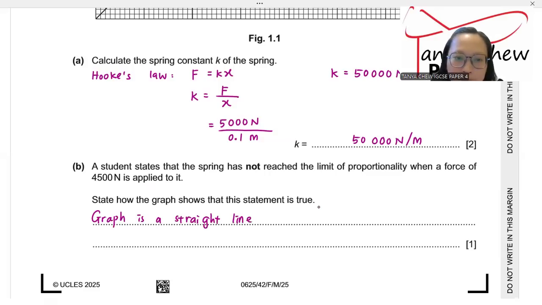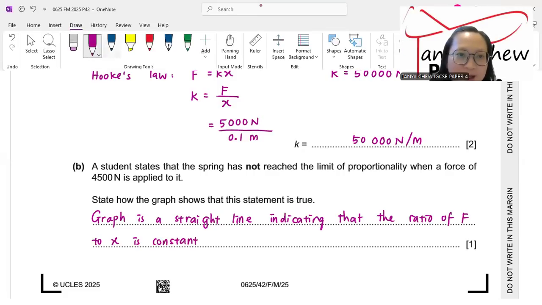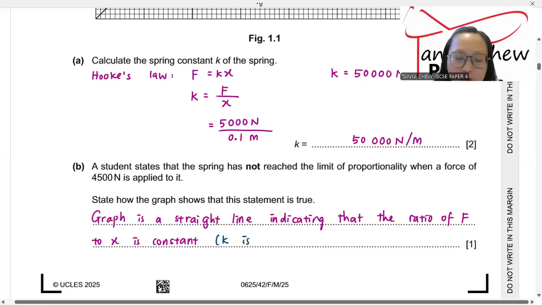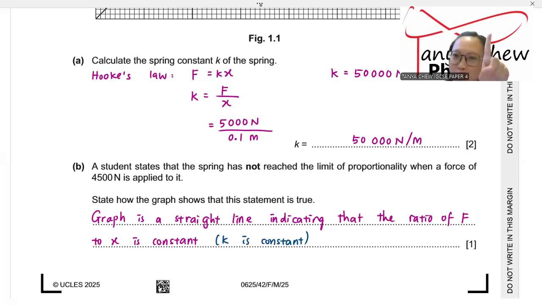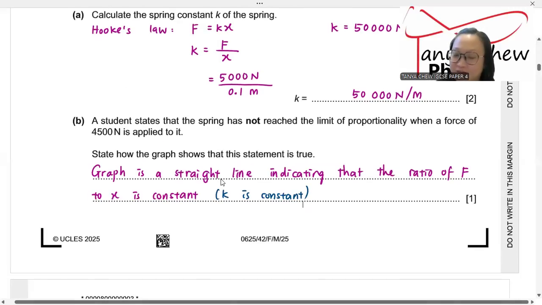Okay, indicating that the ratio of force to extension is constant. So you could also say that K is constant, because for every spring there is only one spring constant. That is why it's being called spring constant. I hope you get the correct answer.